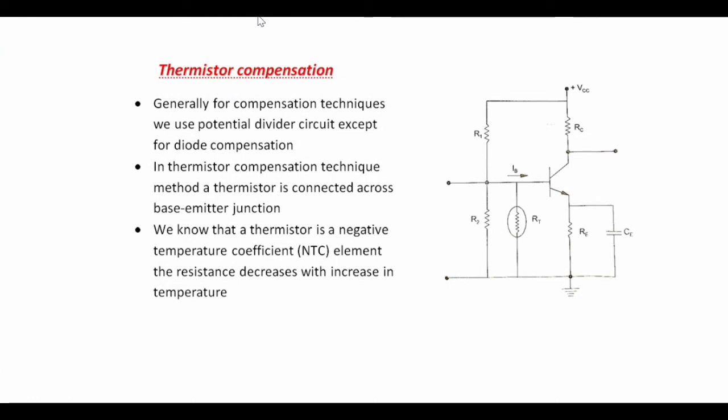About compensation techniques and the diode compensation technique. Now in this video we will discuss thermistor compensation techniques. What is a thermistor? We have heard this term earlier and we know something about it. A thermistor is a passive device, a resistance which has a negative temperature coefficient. It is a temperature dependent resistor and its temperature dependence is negative. That is, the resistance of the thermistor decreases with increase in temperature, or increases with decrease in temperature.